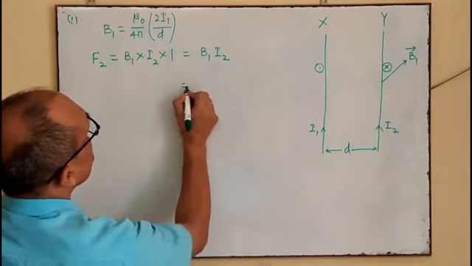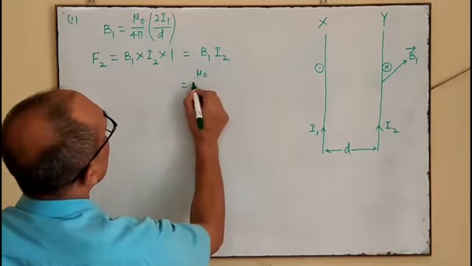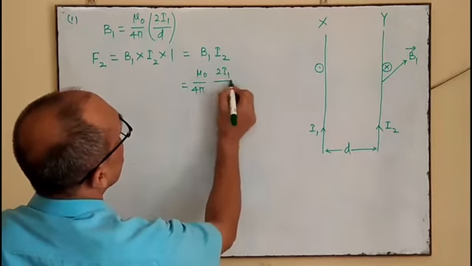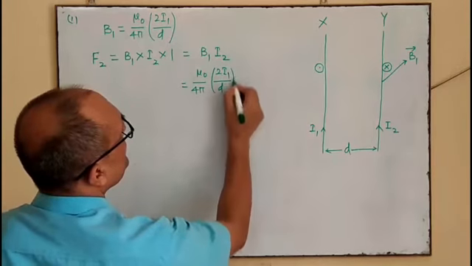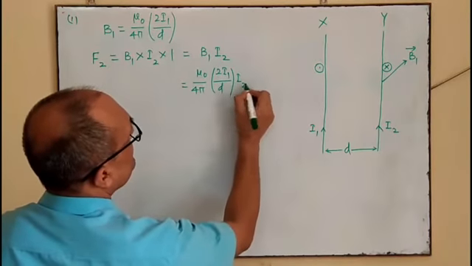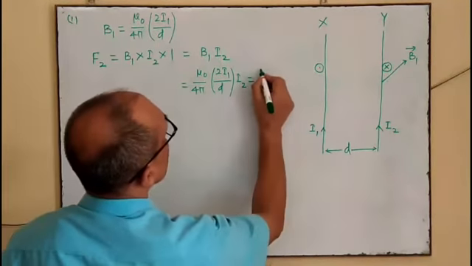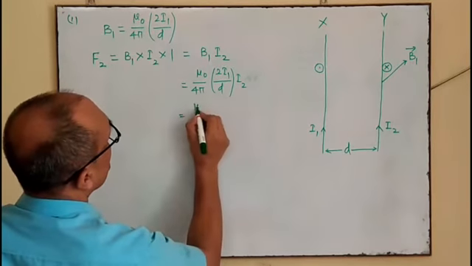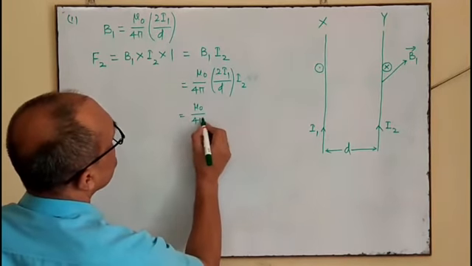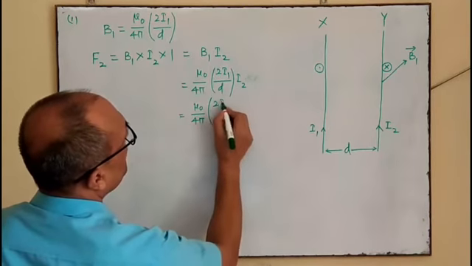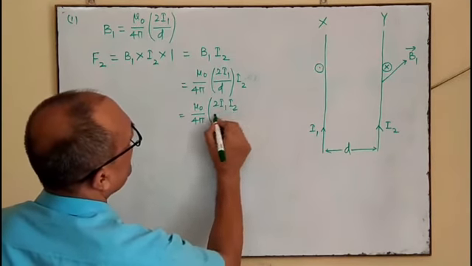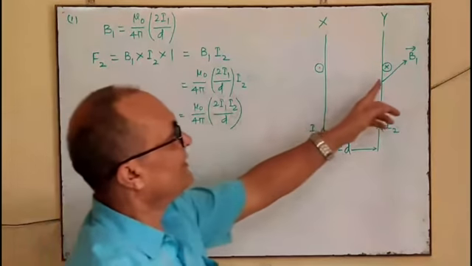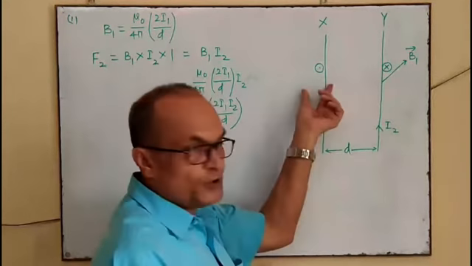This equals mu naught by 4 pi, 2 I1 by D, into I2. This equals mu naught by 4 pi, 2 I1 I2 by D. This is your magnetic force at this point on this wire due to the other wire.